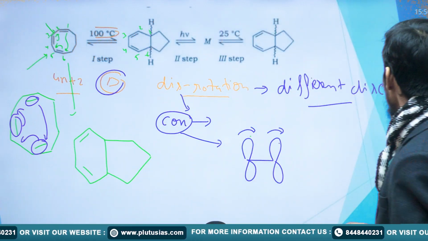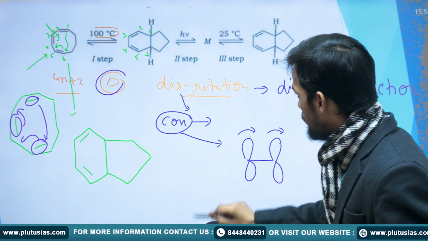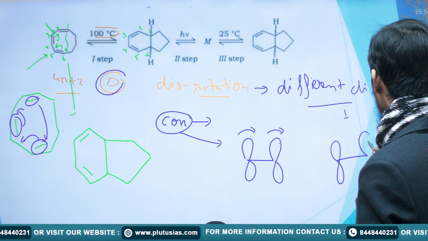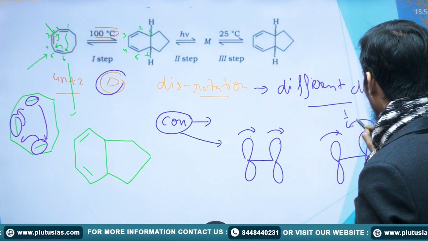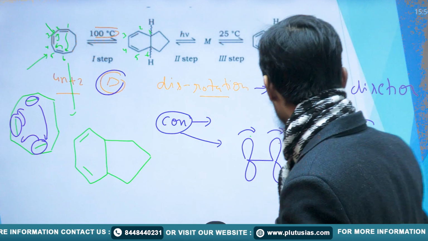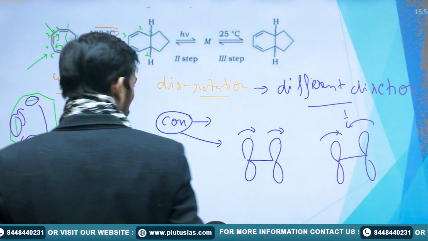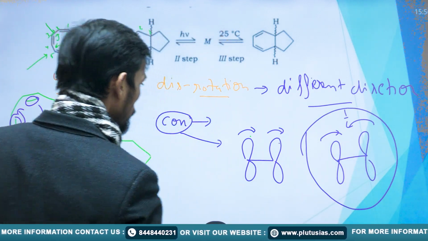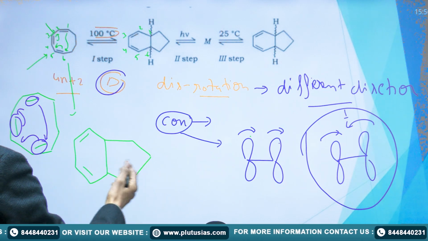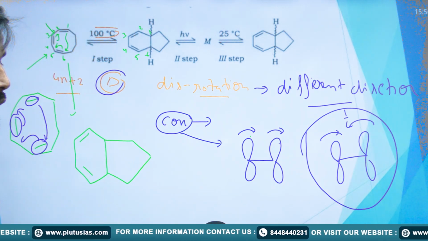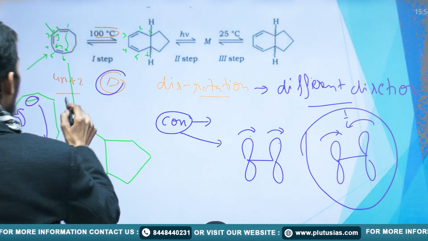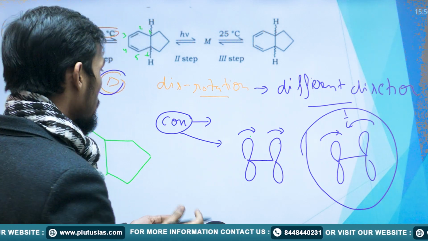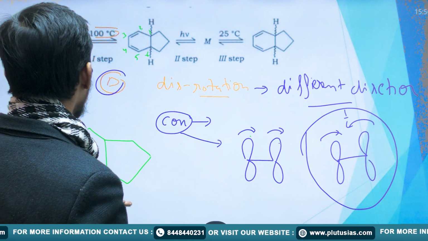In the same way, different direction means disrotation, it will be like this. One orbital in this direction and another orbital in this direction. So the different direction here. You can quite easily see the different direction movement. And we know that when this type of rotation takes place, the overall system is 4n plus 2 with heat, and this rotation is going to be in the different direction.